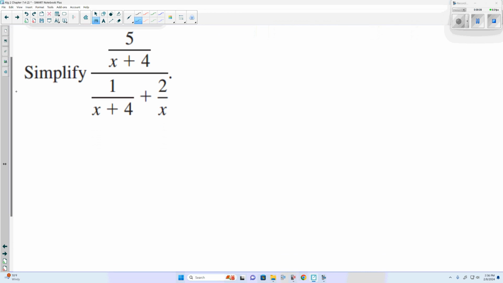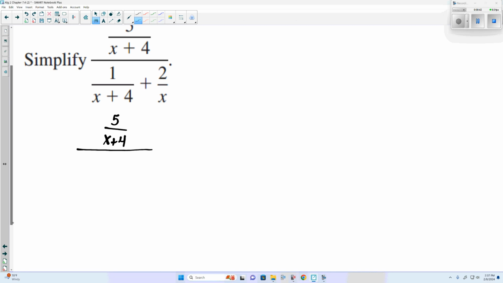Now, I have a feeling I know which of the two methods y'all are going to want to do, but we're still going to do the first method first. Now, the first method states that we need to get the numerator and denominator of this fraction as a single fraction. Well, luckily for us, the numerator, 5 over x plus 4, is a single fraction. But the denominator is not. So we need to get the denominator to be a single fraction.